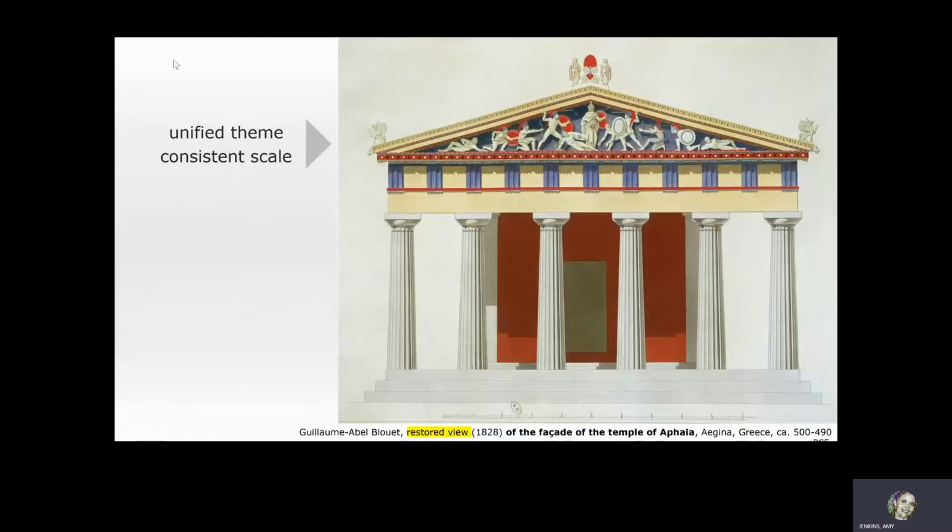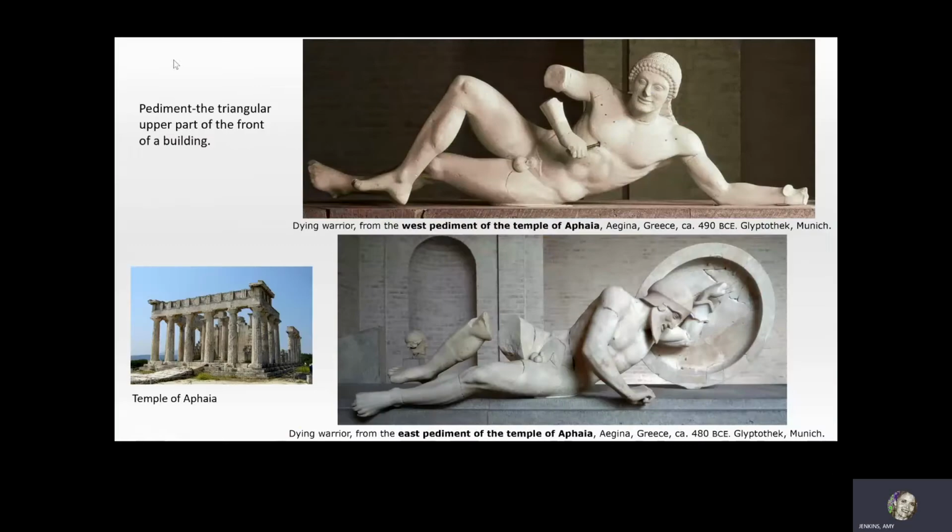This is a restored view of the facade of the Temple of Aphaea, Aegina, Greece, and it has a unified theme, a consistent scale. The pediment, remember, is the triangular upper part of the front of a building. This is from the Temple of Aphaea. At the top, we have a dying warrior from the west pediment of the Temple of Aphaea, Aegina, Greece, circa 490 BCE. And then down below, we have a dying warrior from the east pediment of the Temple of Aphaea, circa 480 BCE.